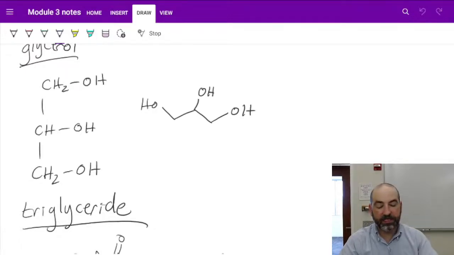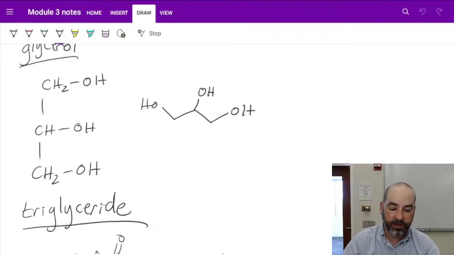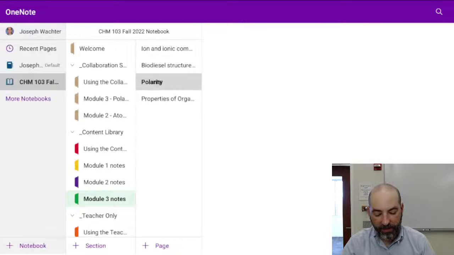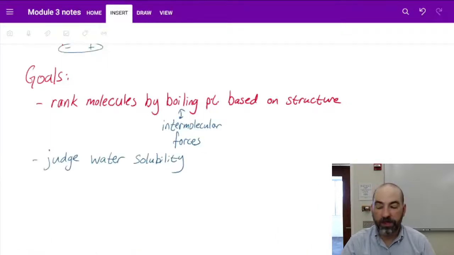All right, so that's the basics of polarity and intermolecular forces. Work your way through that document and just keep an eye on the goals, that these are the kinds of things you want to be able to do when it comes time for that midterm meeting.